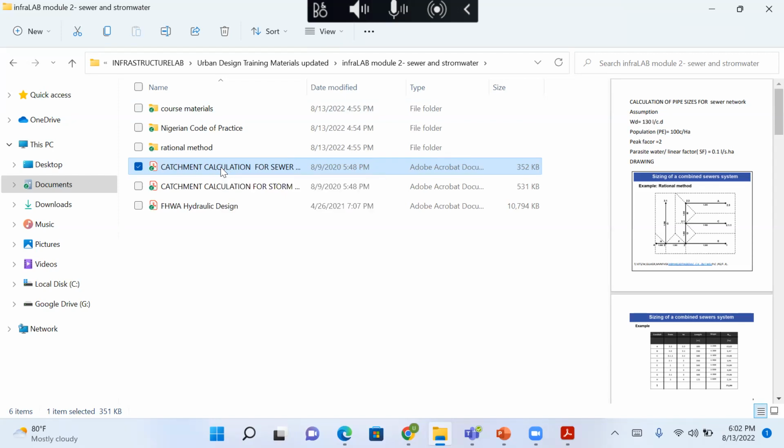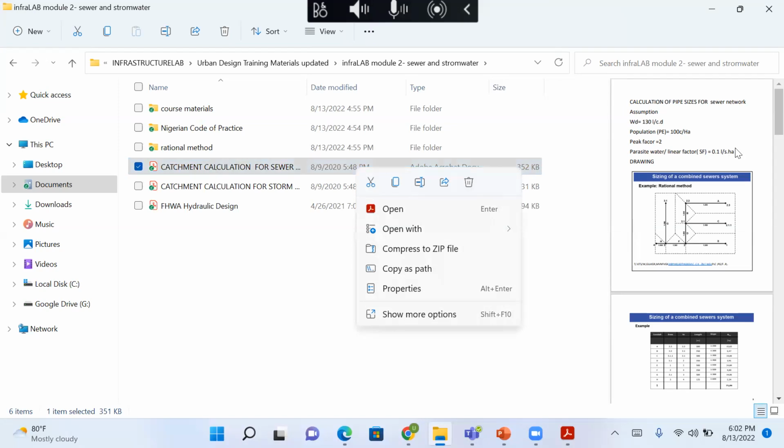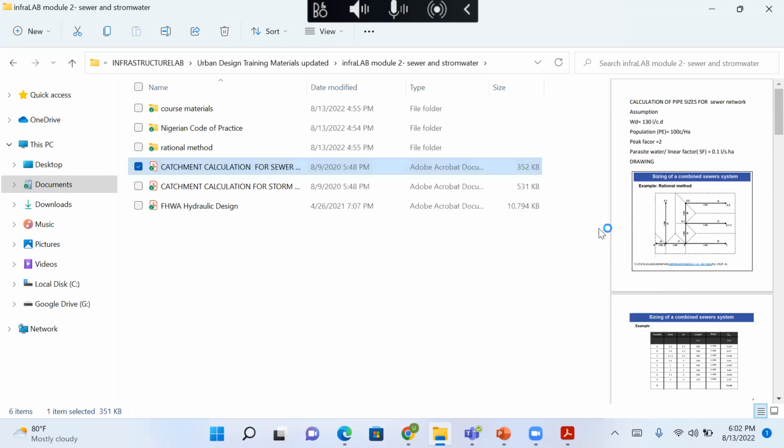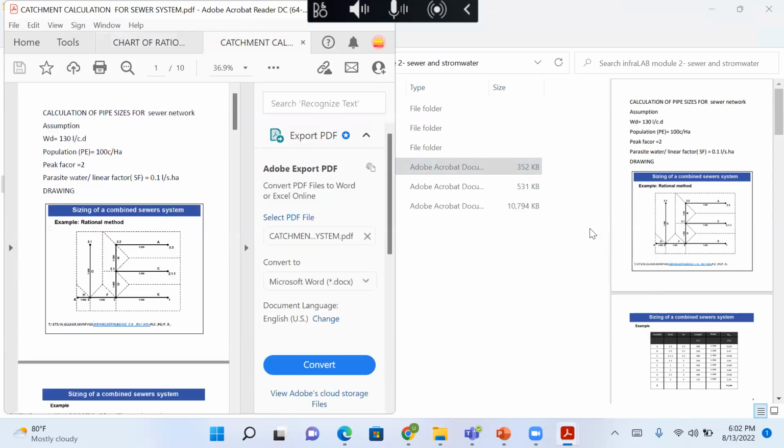So the last thing we'll do now is to look at the design I've done. You know, instead of us doing it one by one, I've already done it, and I want to present you the result. And it's in your material. Catchment calculation for sewer, catchment calculation for storm.